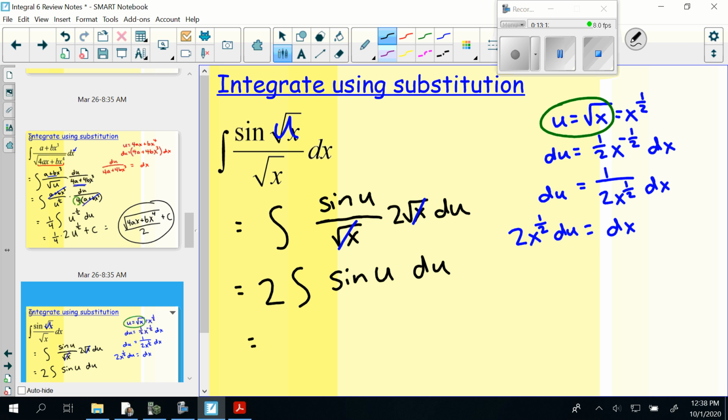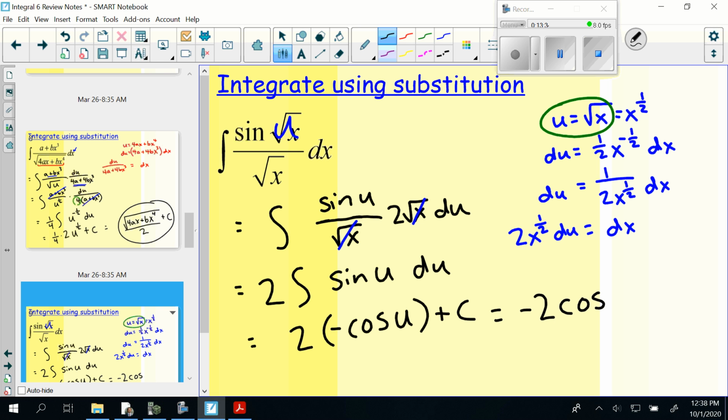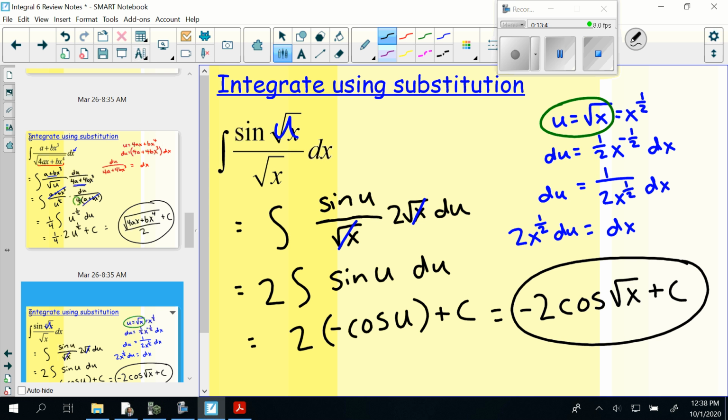Antiderivative of sine is going to be negative cosine u, because remember, derivative of cosine is negative sine. But this is a positive one, so we need a negative in there. Plus c. And so our final answer here, substituting back in, would be negative 2 cosine of square root of x plus c. So there's our solution.